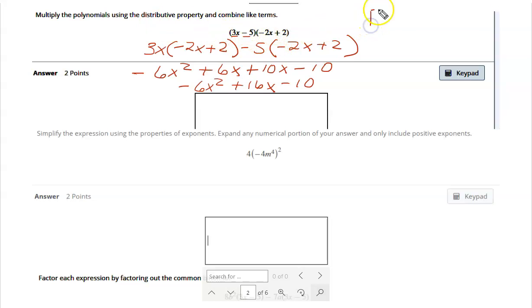Now let's use this as an example for FOIL as well. And we'll write that here. Now when we FOIL, we do the first two terms. That will be a negative 6x squared. Then we're going to do the outers. Mentally, it's a positive 6x. Then a negative for our inners times a negative gives us a positive 10x. So that adds up to a positive 16x. And when we do our last, we get a negative 10. So again, illustrating this in two ways.